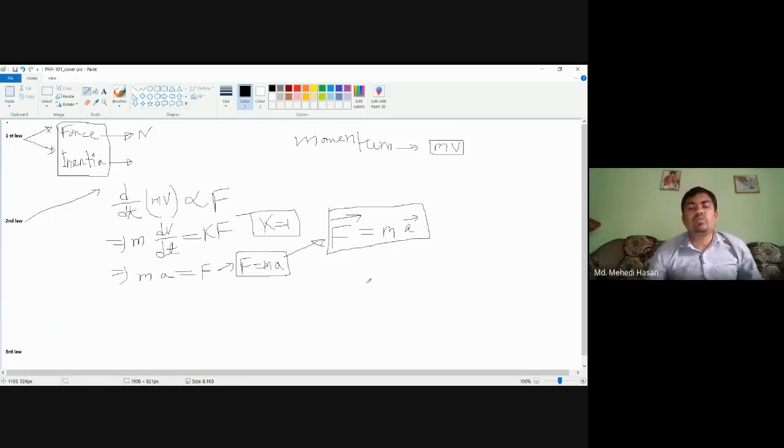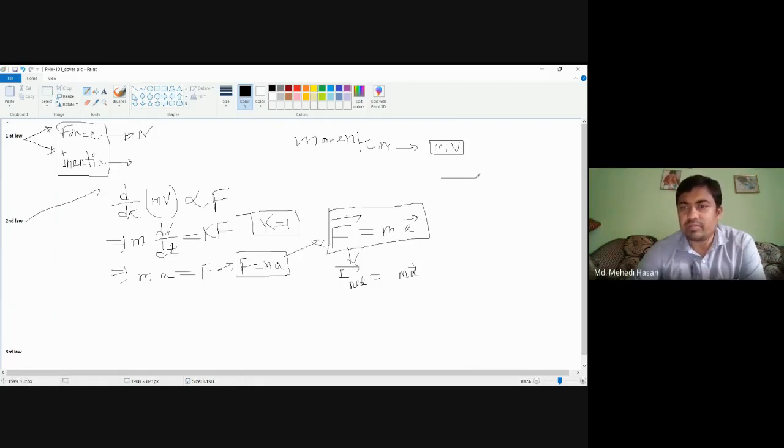Now if more than one force is involved, then what will be the equation? Here we are considering only a single force. If more than one force is involved, then the equation will be like that: the vector form of the net force acting on an object or on a system must be equal to m a. This net force means the resultant force basically. In case of vectors, we know that resultant means the addition.